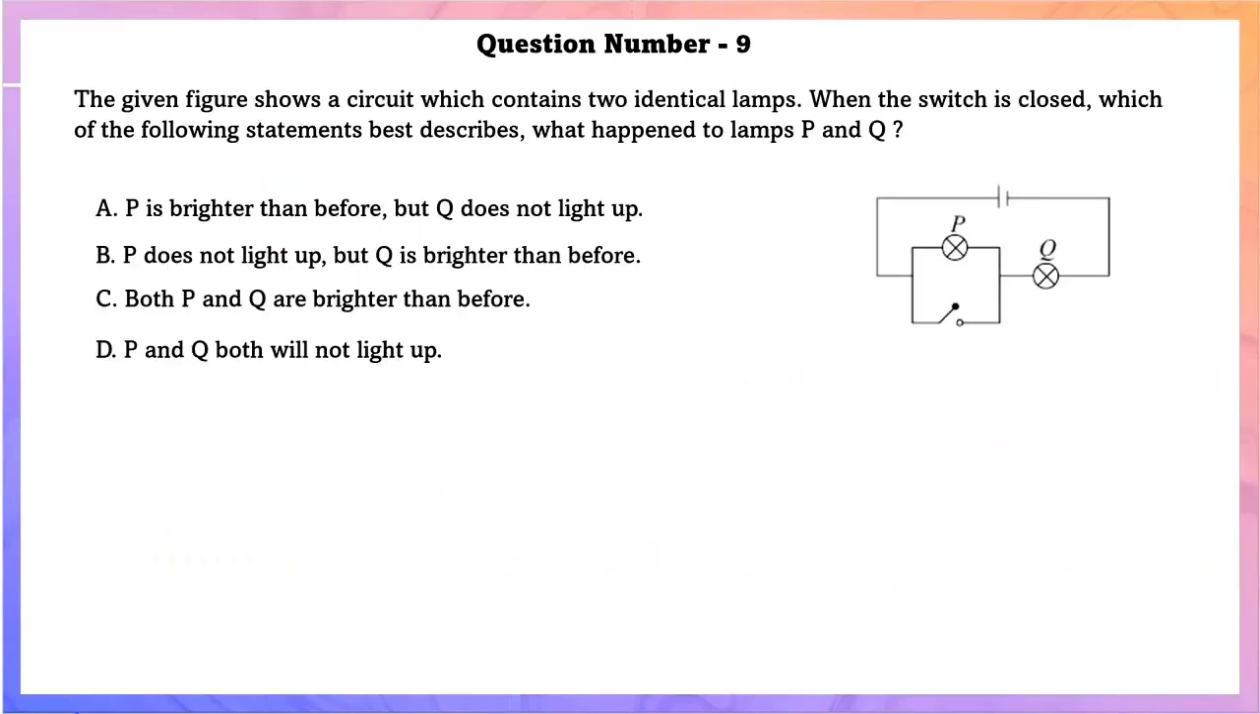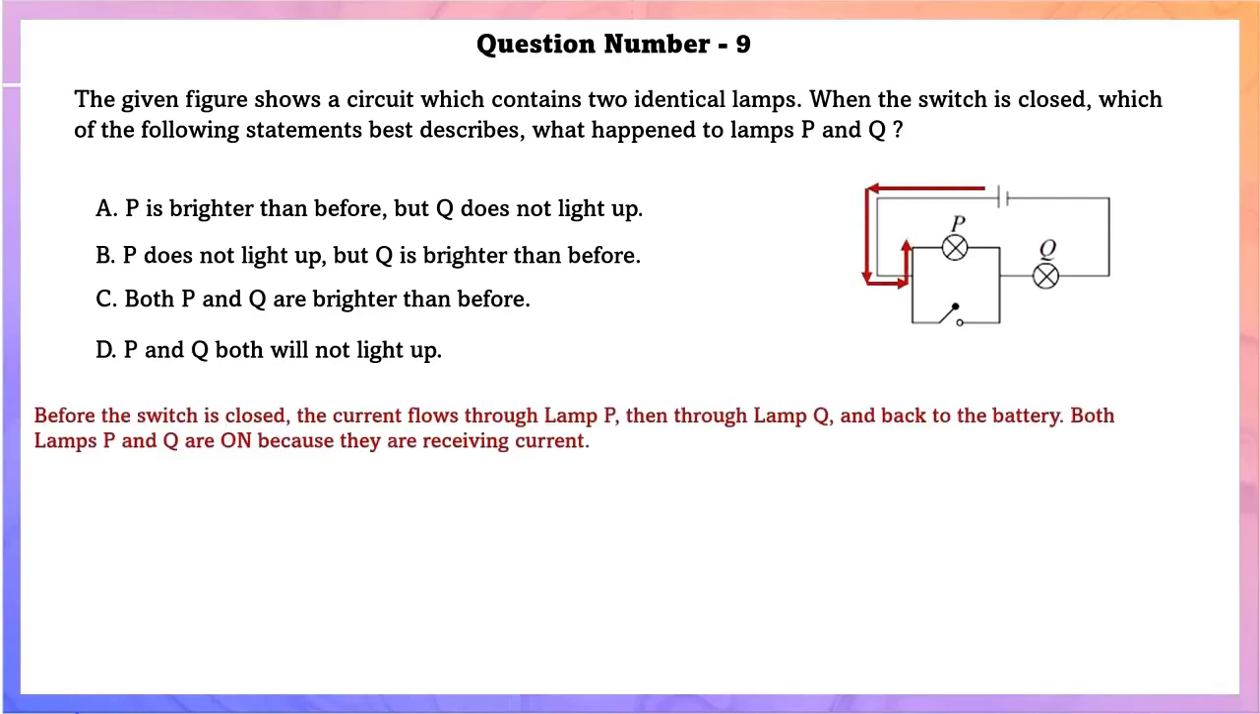Question number 9. The given figure shows a circuit which contains two identical lamps. When the switch is closed, which of the following statements best describes what happened to lamp P and Q? Before the switch is closed, the current flows from lamp P, then through lamp Q and back to the battery. Both lamps P and Q are on because they are receiving current.